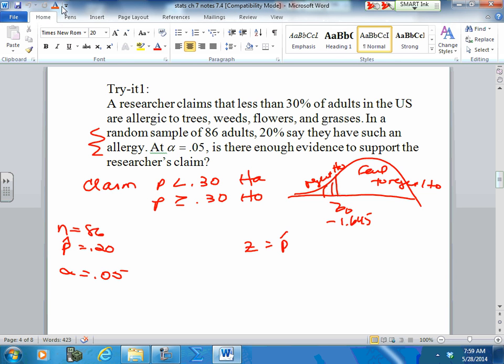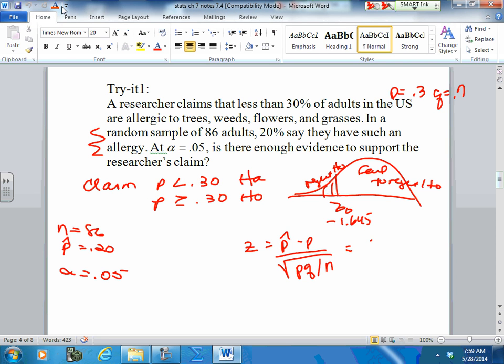Your p hat minus your p over the square root of p times q divided by n. If your p is 0.3, what's your q? 0.7. Everybody realize how to get that? The 1 minus the complement? Like once you do a few of these, do you see the same pattern emerging? Okay, so we're going to plug this in.